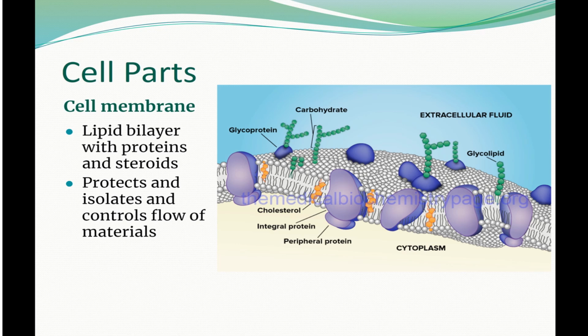So starting with the cell membrane, remember that this is a phospholipid bilayer, which means it is made up of these phospholipids here in two layers, and you can see those two layers there. And this is really to protect the cell, and it also controls osmosis and diffusion and endocytosis and exocytosis, which is the movement of material in and out of the cell.